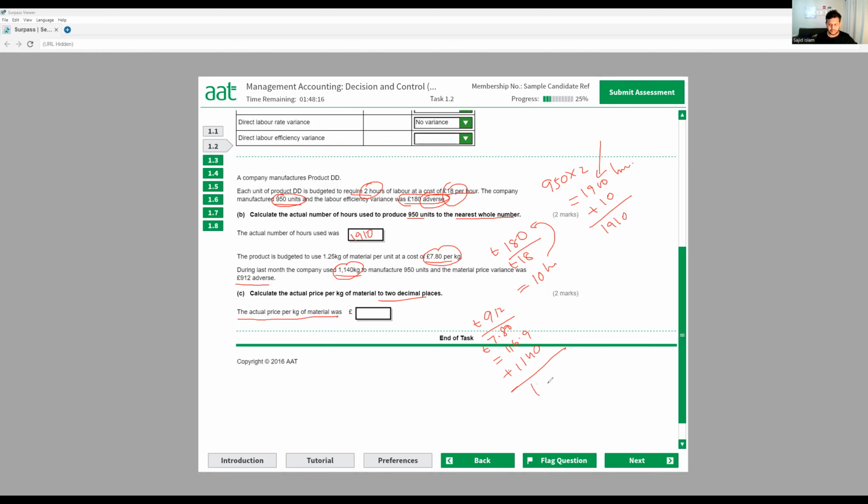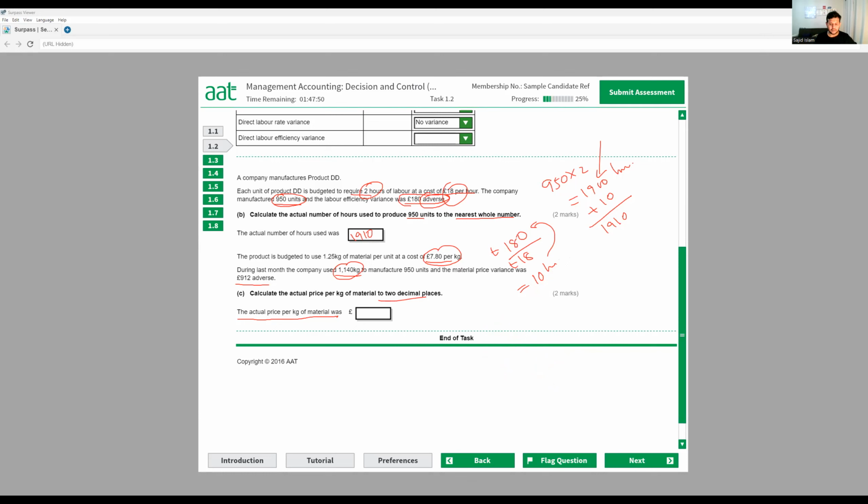So 1256.92. And now if we divide 1140, that will give me the total value. All right, let's try another way because this one could be a little bit tricky for us. Let's try to do it a little bit simpler way.